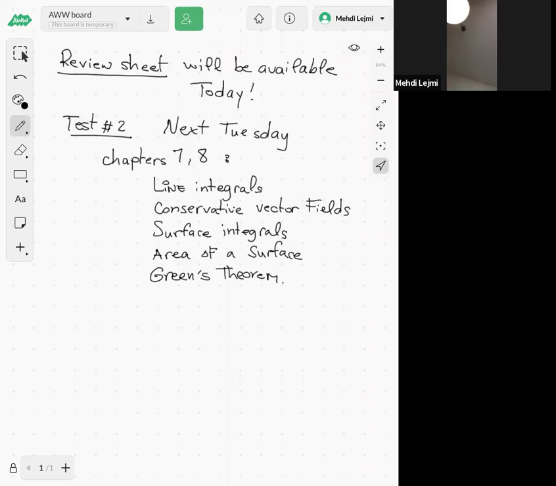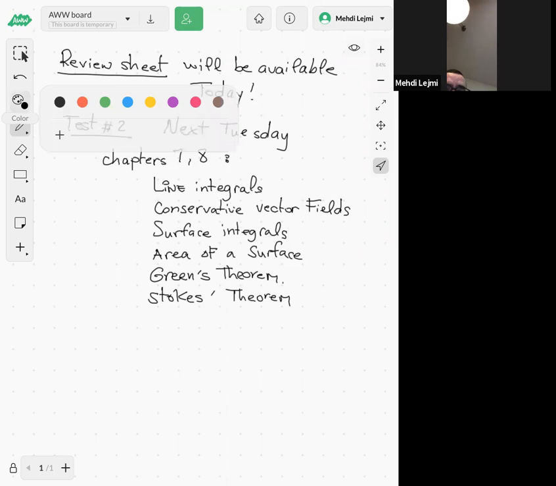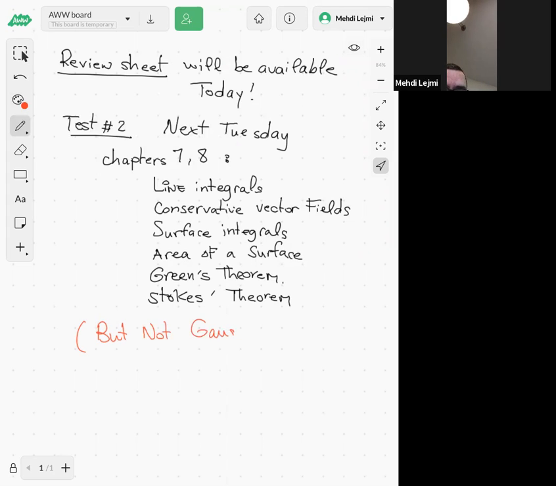So what I'm going to do, I'm going to include Stokes' theorem in the second test, but not Gauss divergence theorem. So we're going to cover Gauss divergence theorem today, but it's not included in the test, okay? Gauss theorem.